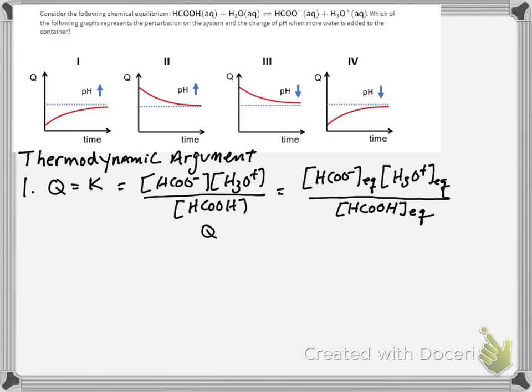So Q is always true. It is the general expression. So even if you add or remove and you're out of equilibrium, Q can represent that. But K will never change. It is the equilibrium concentrations.